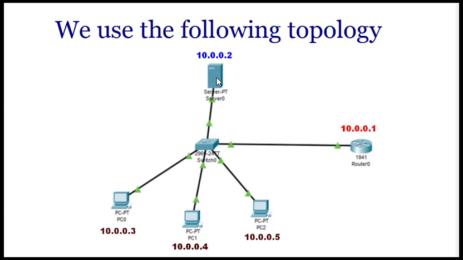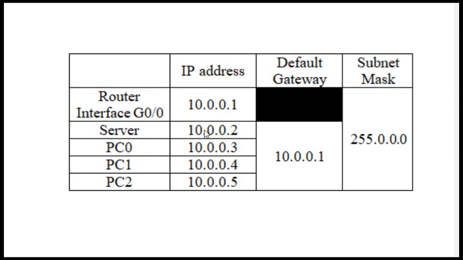So this is a server having this IP address 10.0.0.2, and we have the router 10.0.0.1, and we have these three PCs. Okay. So we'll see how we configure the router so that we can get remote access from any of the PCs to the router. And we can see the IP addresses of the various interfaces and the hosts. So this is what we'll be using. So let us configure it on Cisco Packet Tracer.